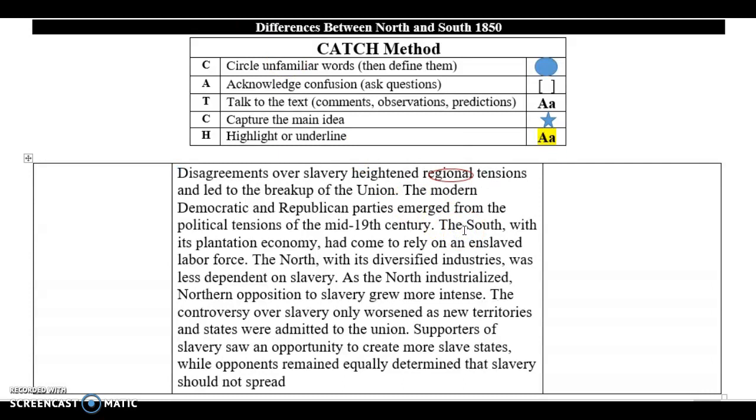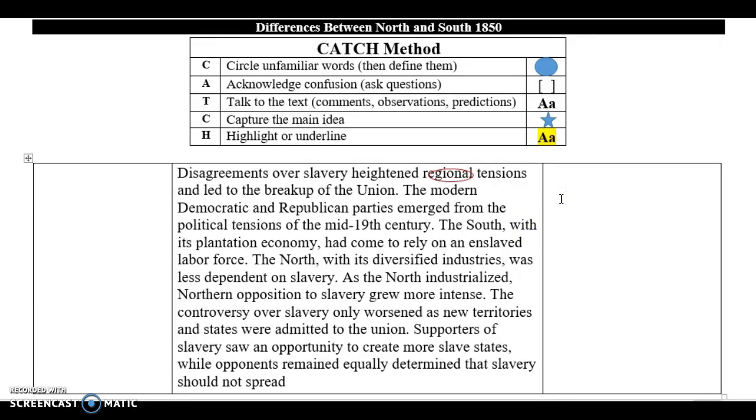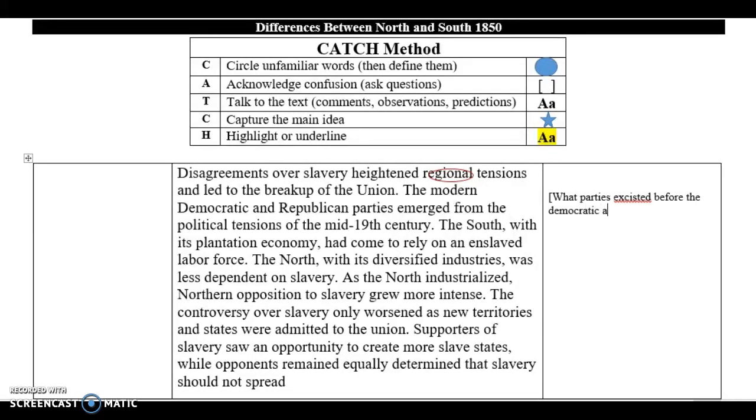The modern Democratic and Republican parties emerged from political tension of the mid-19th century. I didn't know that. So if the Republican and Democratic parties emerged in the 19th century, what parties existed before? So that's a question that I might want to ask. So what parties existed before the Democratic and Republican parties?